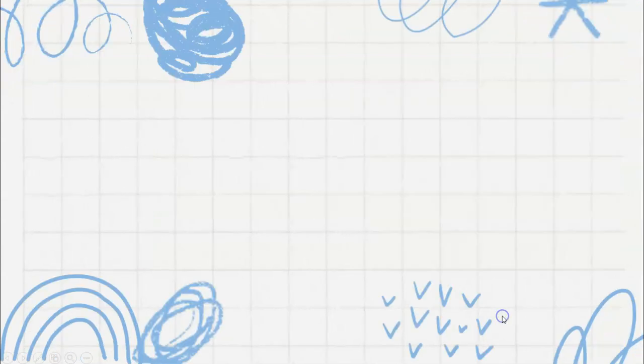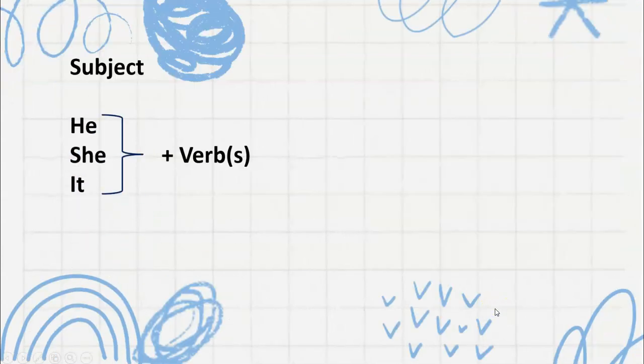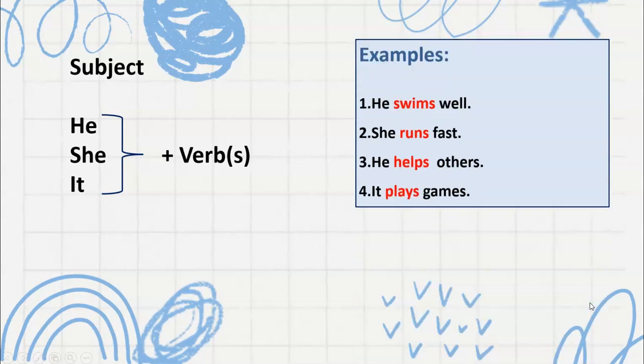Now, let's see the second group. When we have the subjects he, she, it, in general, the verbs take S, like in these examples. Okay, let's see. You have he swims well, she runs fast, he helps others, and it plays games. All these verbs take S at the end. Why? Because you have the subjects he, she, and it. Sometimes we need to put ES for the verbs, not only S.